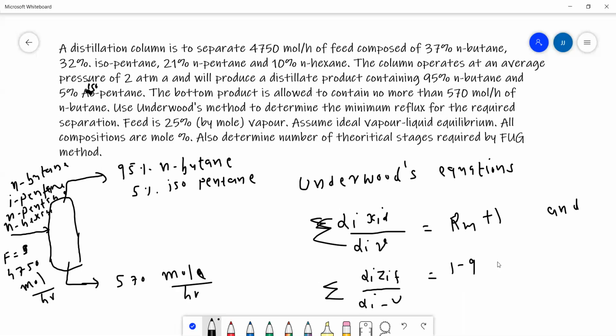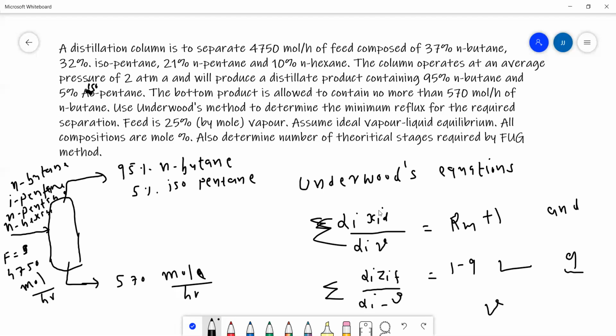So using these equations, first we determine Q, and using the second equation we determine this V, and we will substitute it in the first to determine the minimum reflux ratio.